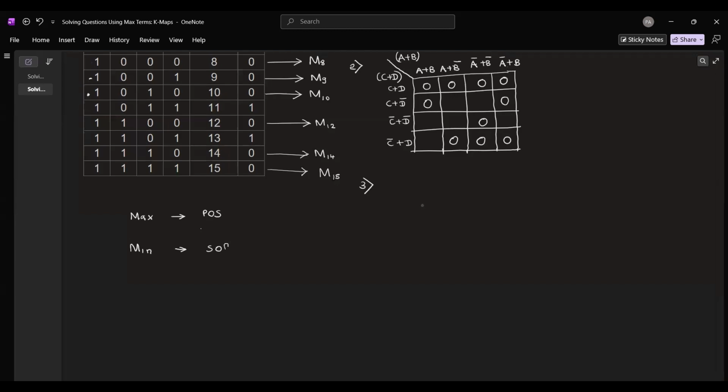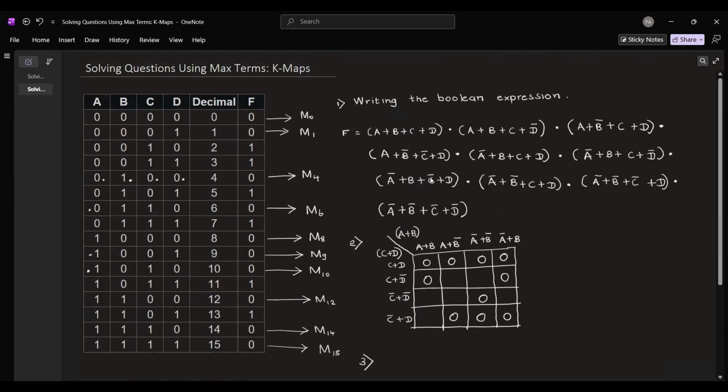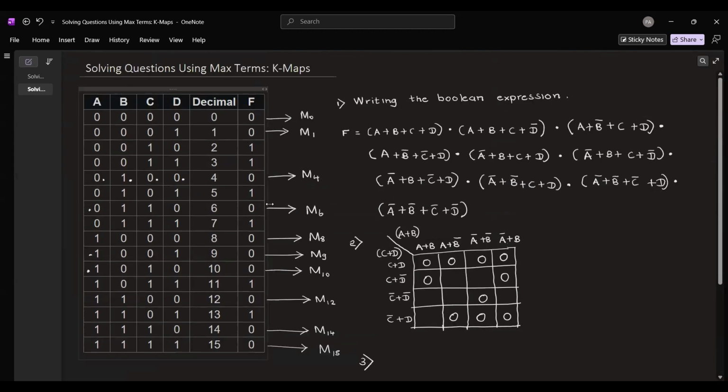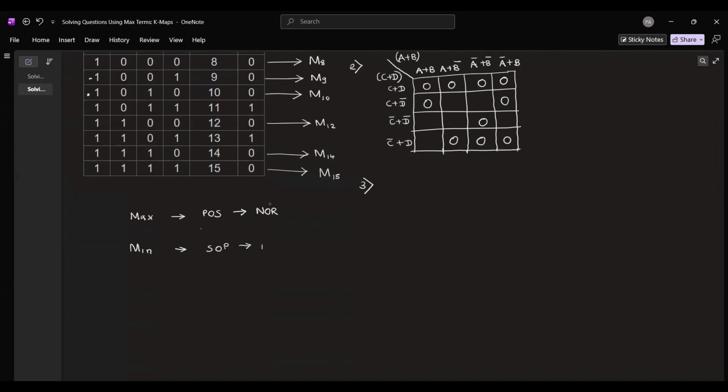Okay, so SOP form. Which means since this is in POS, the simplified version will also be in POS. Therefore, it is wise to use NOR gates if you are going to use only one type of gate. We know NOR and NAND are the universal gates. So if you are going to use only one type of gate, then NOR gates are the more appropriate choice than NAND when it comes to Maxterm solutions. And for minterm solutions, it's the NAND gate. Just keep in mind.